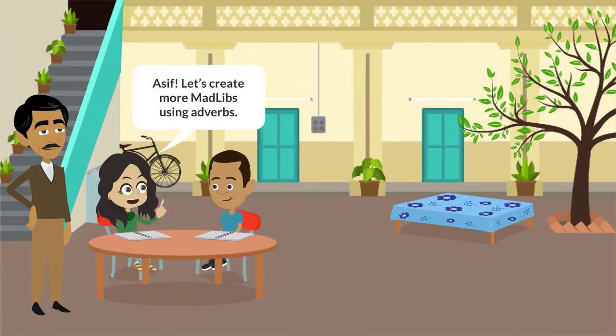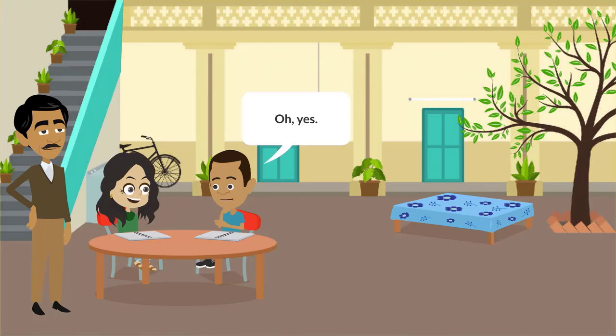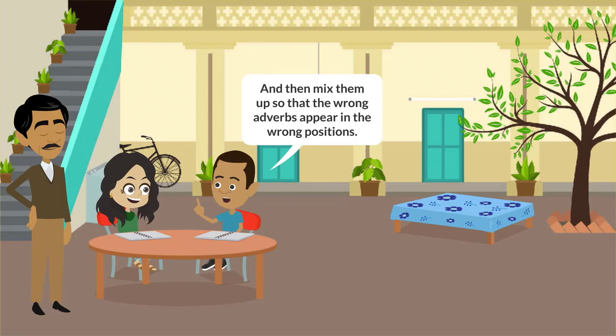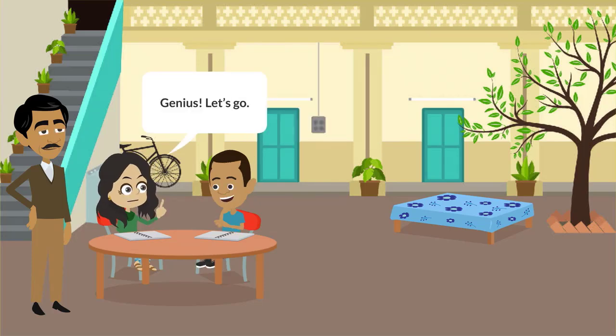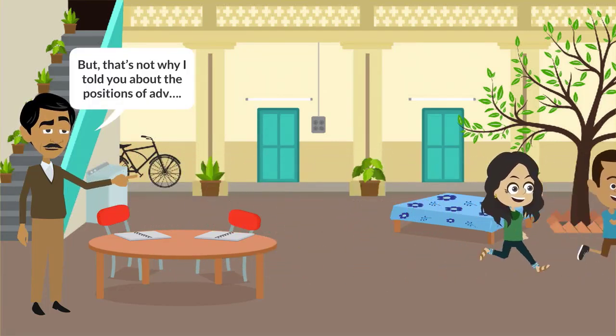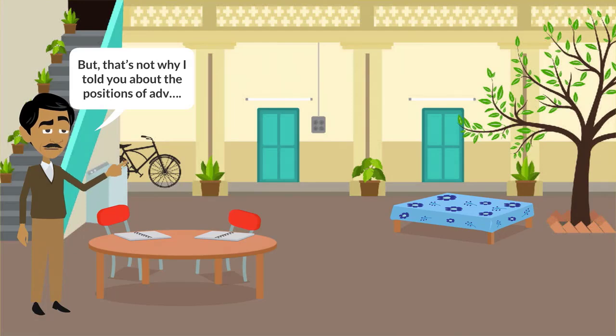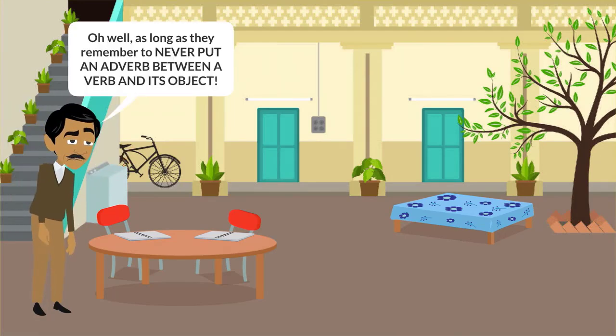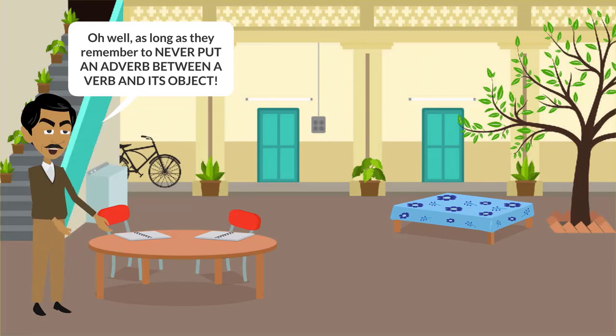Asif, let's create more Mad Libs using adverbs. Oh yes! And then mix them up so that the wrong adverbs appear in the wrong positions. Genius! Let's go! But that's not why I told you about the positions of adverb. Oh well, as long as they remember to never put an adverb between a verb and its object.